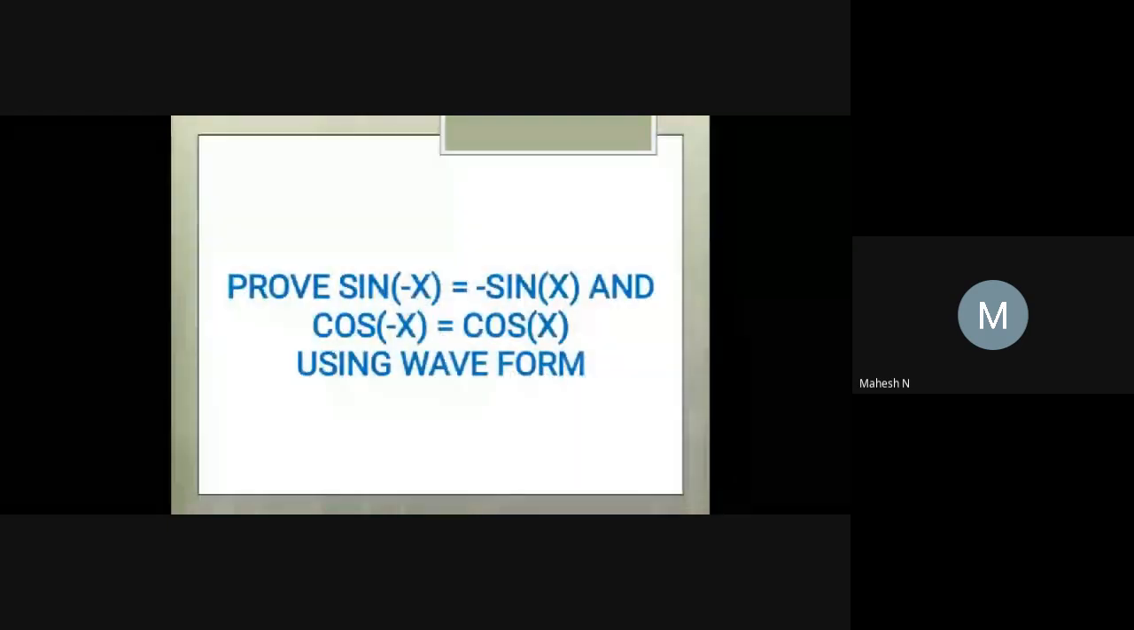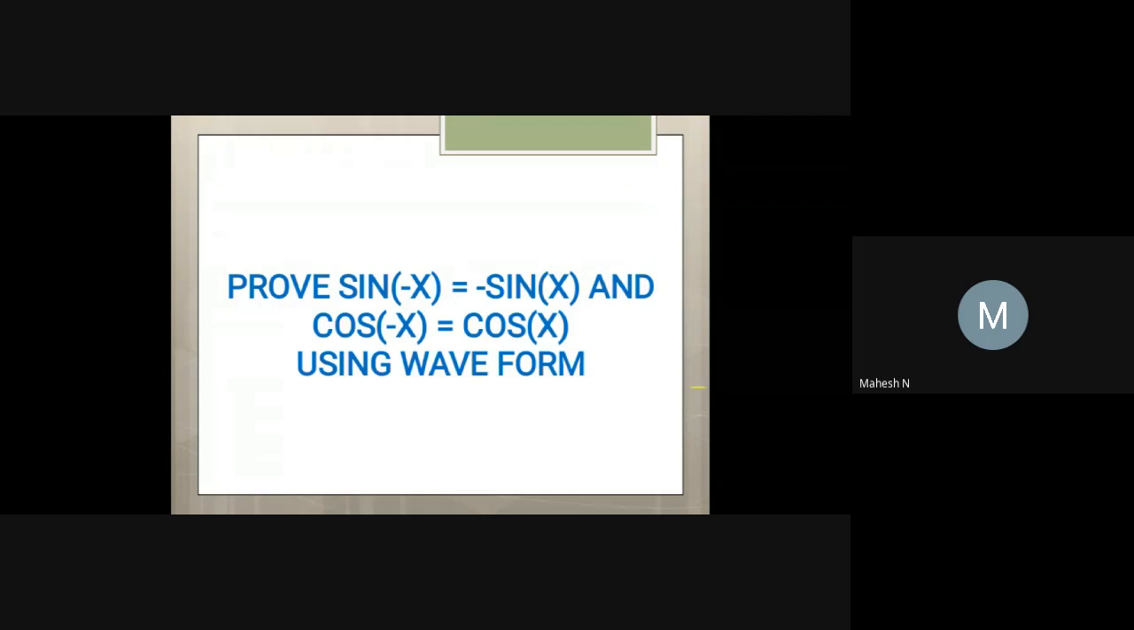Good morning, friends. Today I am going to give a very small seminar on proving that sine of minus theta is equal to minus sine theta and cos of minus theta is equal to cos theta using waveform or graph. As sir told, we studied these topics in our high school and also in our previous semester, so we can just revise this.